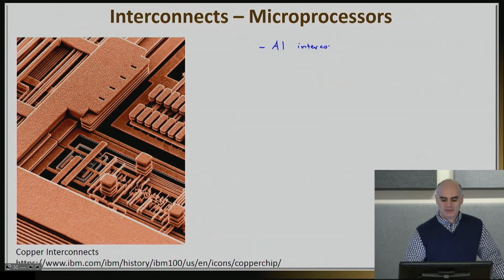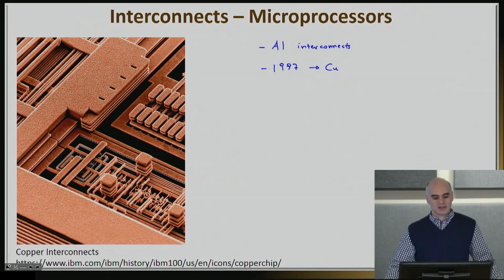Now, as you may know, for many, many decades, we had aluminum interconnects, which was the case up to about 20 years ago. But 20 years ago, there was a revolution, and specifically in 1997, for the first time in industry, we were able to have copper interconnects, and that picture actually shows that. Now, you may wonder, why did we do that? Well, there are lots of reasons.